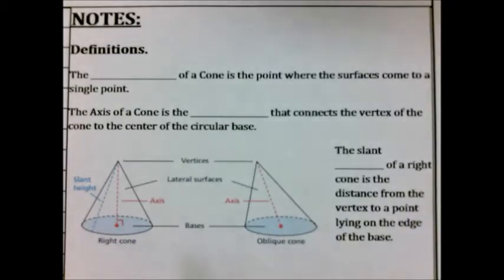Now, when we have a right cone, like this shape right here, the segment is perpendicular to the base. When we have an oblique cone like this one, it's kind of off-kilter. It's not perpendicular. Now, the slant height of a right cone is the distance from the vertex up here to the point lying on the edge of the base. It could be any single point around the entire thing, but the slant height will stay consistent for a right cone. It's going to be the exact same around the entire shape.